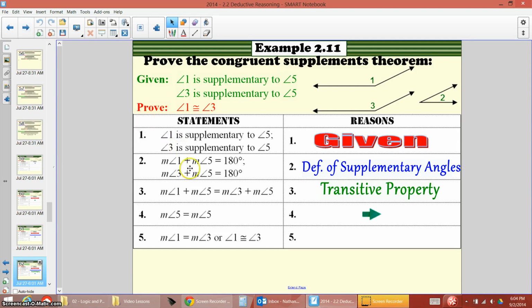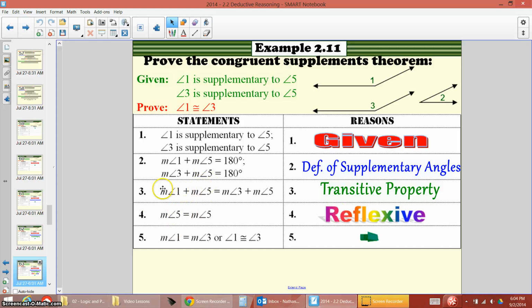Now this next one, we go from here to here by using the transitive property. Notice how they're both equal to 180. That means they're also equal to themselves. So we say measure of angle 1 plus measure of angle 5 equals the measure of angle 3 plus the measure of angle 5. Now, right here, we're going to say this is reflexive. If something is ever equal to itself, that's the reflexive. Kind of like when you look in a mirror, you see your reflection because you are equal to yourself. 5 is equal to itself.